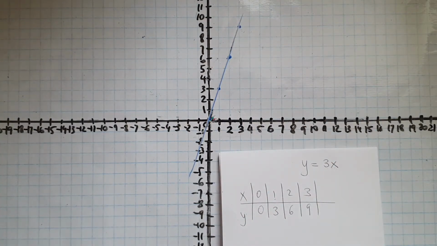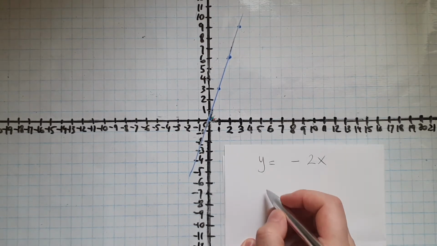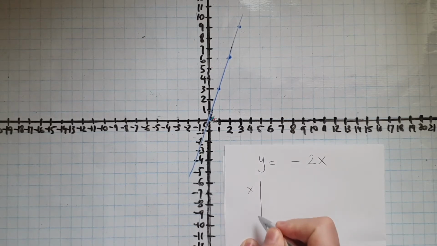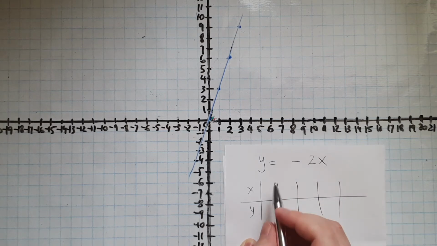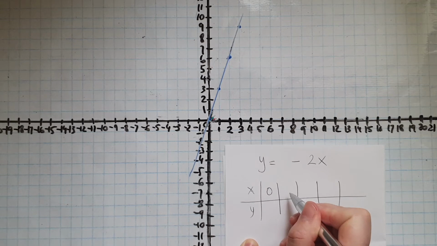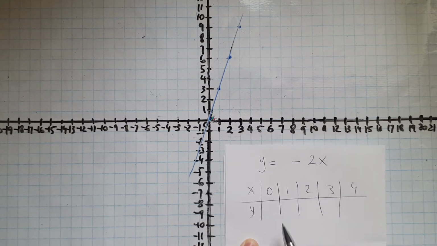And we've just plotted a straight line graph. Let's try another one. So y is equal to negative 2x. We need to work out values for when x is equal to 0, 1, 2, 3, and 4.